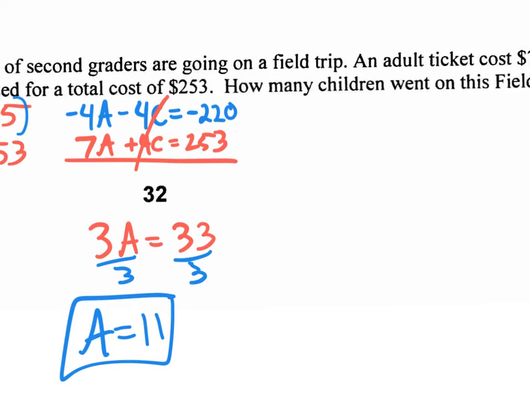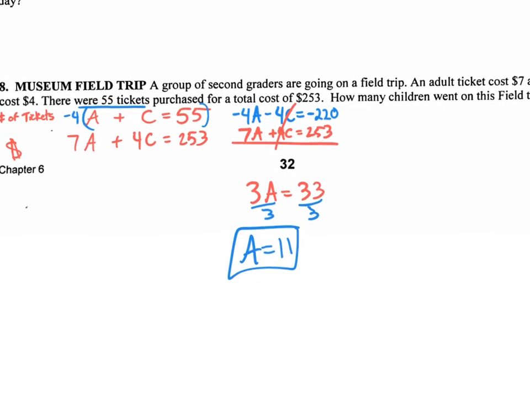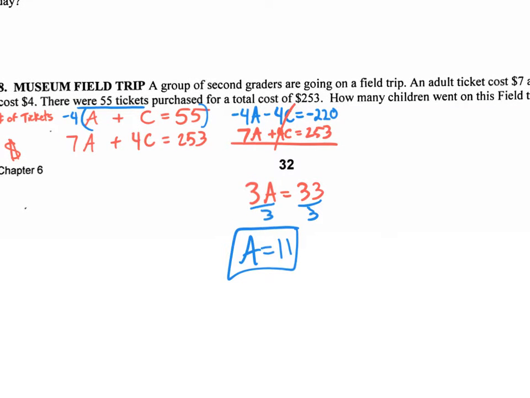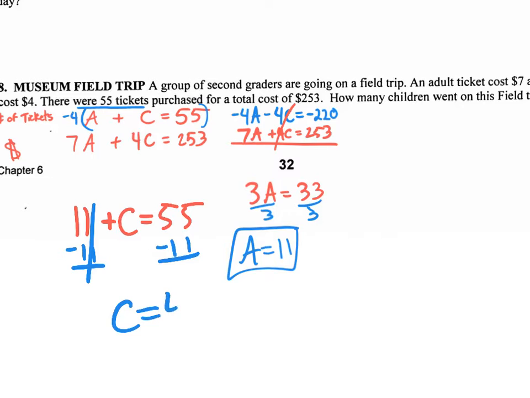So if there was 11 adults and there were 55 tickets sold, in other words, we're going to plug in the 11 right in here. It'll be 11 plus C equals 55. Subtract 11 on both sides. You'll get C equals 44. So there were 44 children that went on this field trip and only 11 adults.